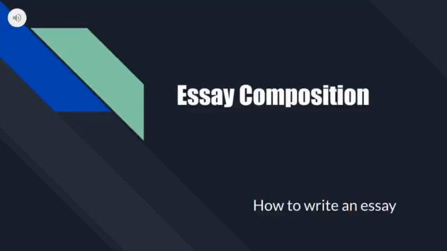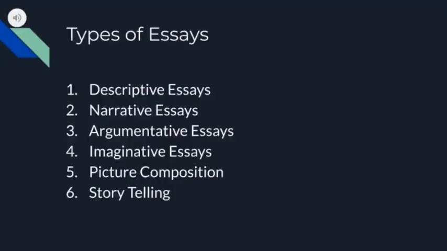Composition is an art of composing a piece of writing on any theme or subject. It is the art of writing correctly, clearly, and beautifully so as to sound interesting to read. An essay, that is the whole composition, consists of a number of paragraphs and each paragraph of a number of sentences. There are many types of essays. Mainly 6 types of essays we are going to discuss.